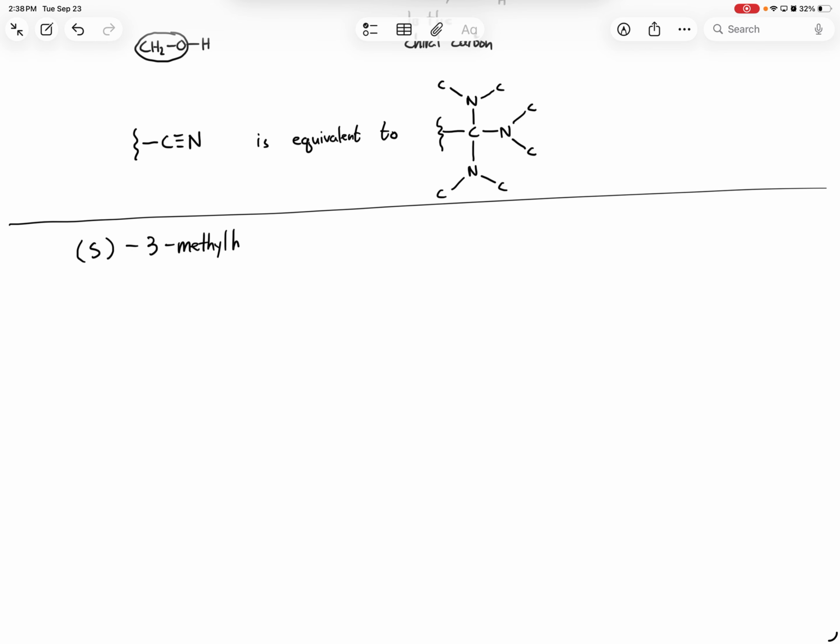All right, 3-methylhexane. Okay, so there comes a time where the molecule is not drawn in the right orientation, and that's why we built the models in lab. We have to rotate it. Okay, so I'll draw this molecule in one orientation.